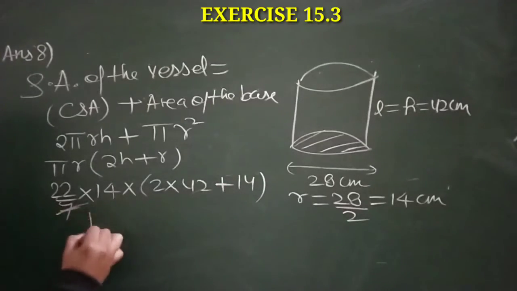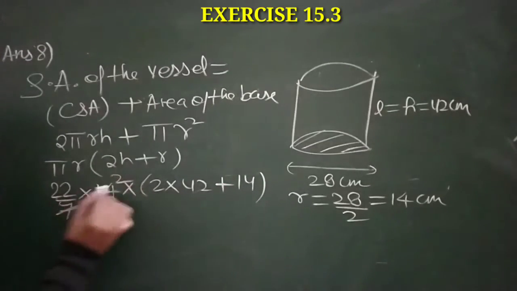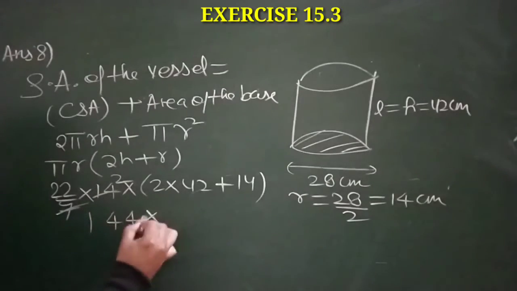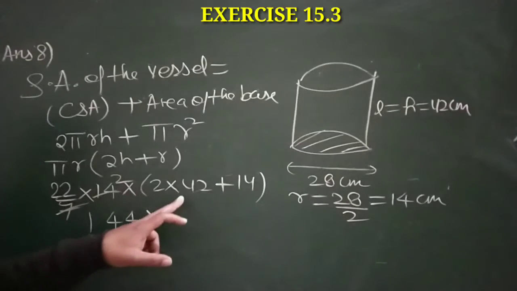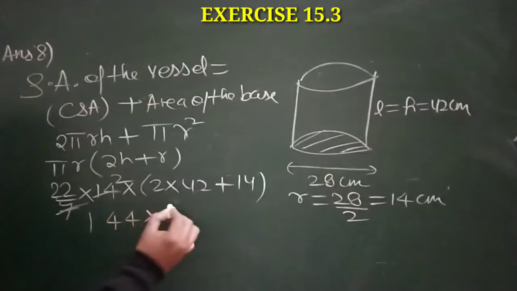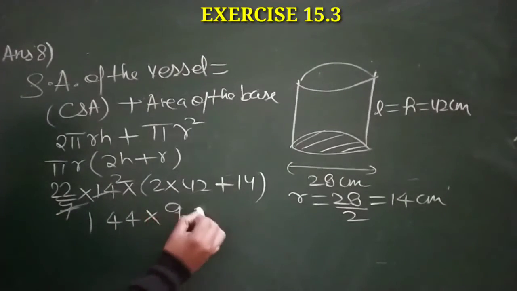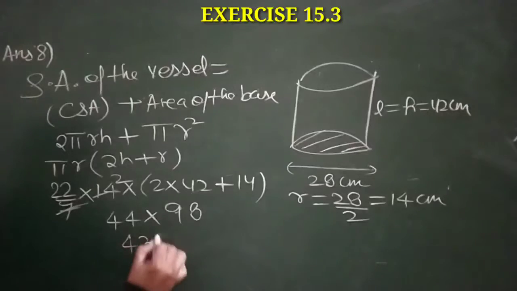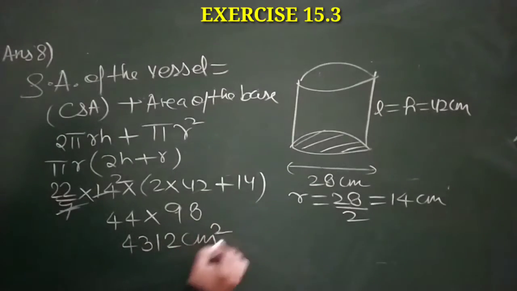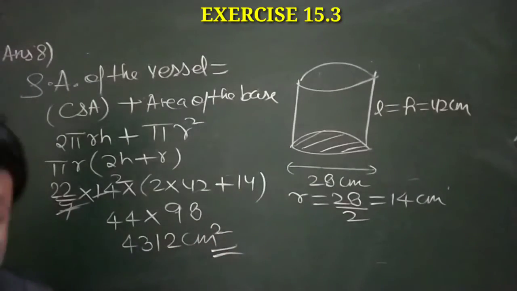7 is 7, 7 2s are 14, 22 2s are 44, into 42 into 2. 2 2s are 4, 4 2s are 8. It will become 84. 84 plus 14 will become 98. So 44 into 98, we will get our answer 4312 centimeter square, which is our needed answer. Okay, note it.